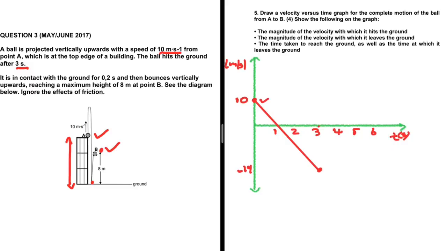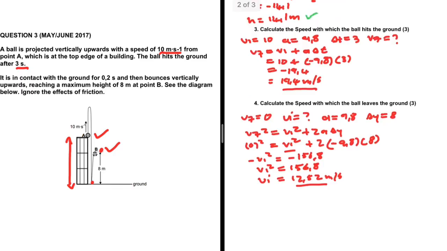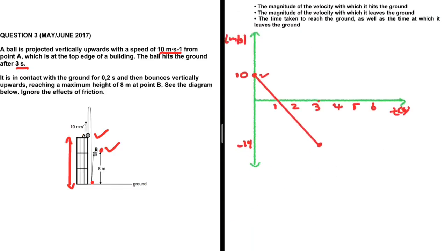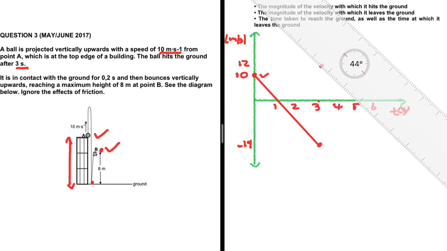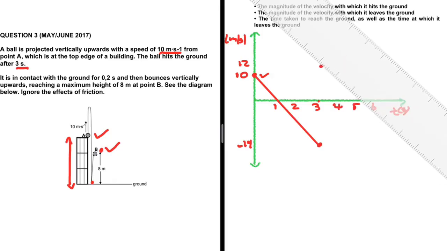It then leaves the ground with a positive velocity because it is going up with a velocity of 12.52. Let's say this is 12. So somewhere here is where it leaves the ground with a velocity of 12.52 meters per second upwards. So we need another data point somewhere here, and then it is gonna go up until it reaches maximum height. Okay, we don't have the amount of time taken to reach maximum height, but that doesn't matter.